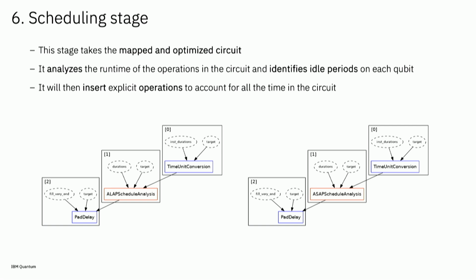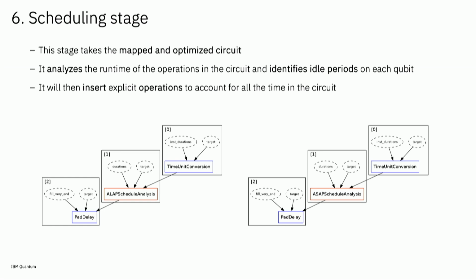And the scheduling stage just looks over the target. The target has the runtime of all of these operations, and it tries to find all of the idle periods in the circuit where you have time where qubits are not doing anything. And it tries to account for that with an explicit operation. By default, there are 2 options that you can opt into. There are different plugins for the scheduling stage. For ALAP scheduling and ASAP scheduling, just as late as possible and as soon as possible.